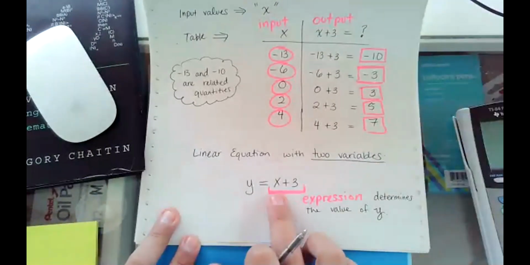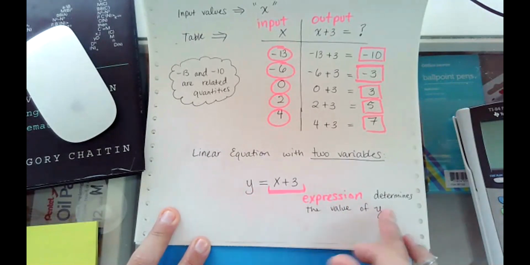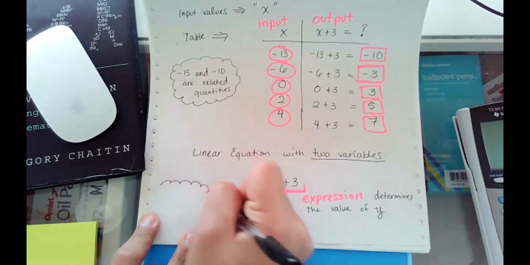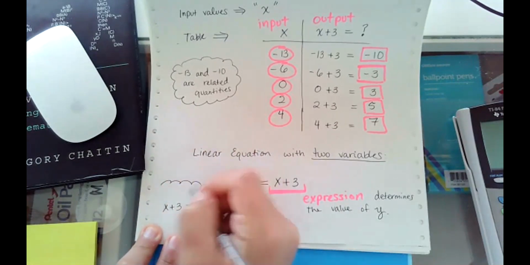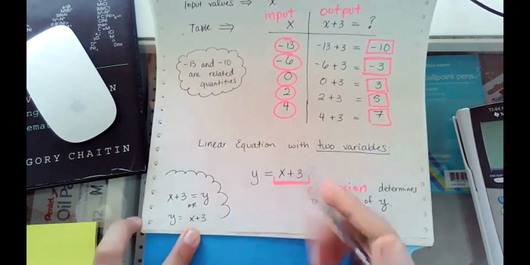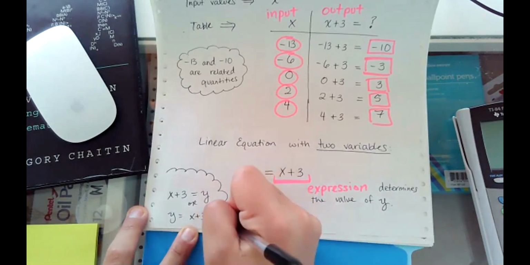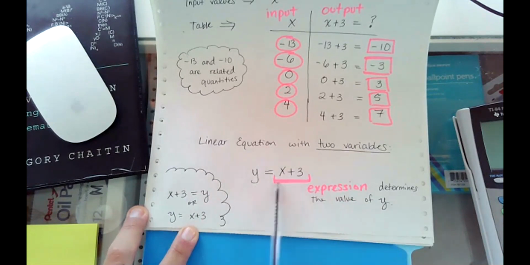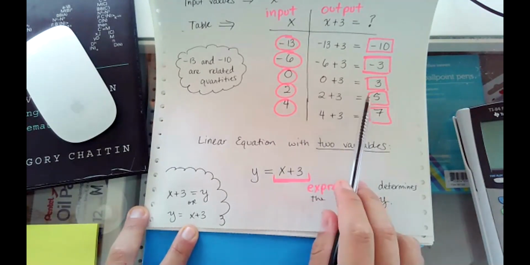All right. So this expression, x plus 3 equals y, you could read it this way or in the opposite direction. So let me put a little note here. It doesn't matter if we write it as x plus 3 equals y or y equals x plus 3, because either way, this statement is saying that the left-hand side is equal to the right-hand side. But when we have these linear equations with two variables, we're going to think about this expression determining the value of y, just like we did here in this table.